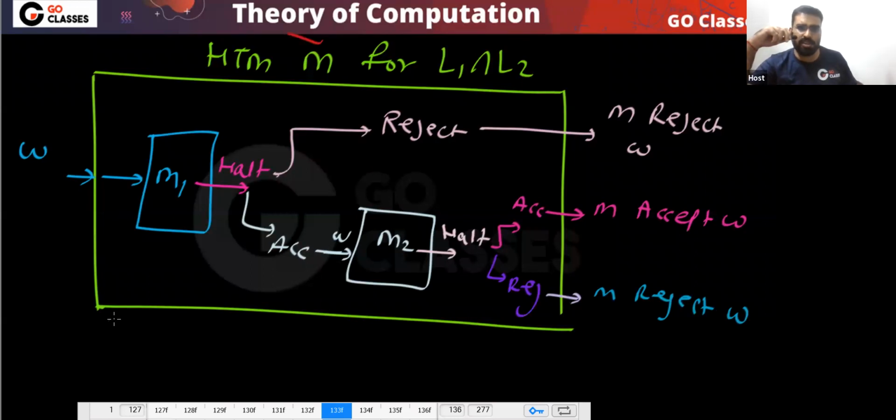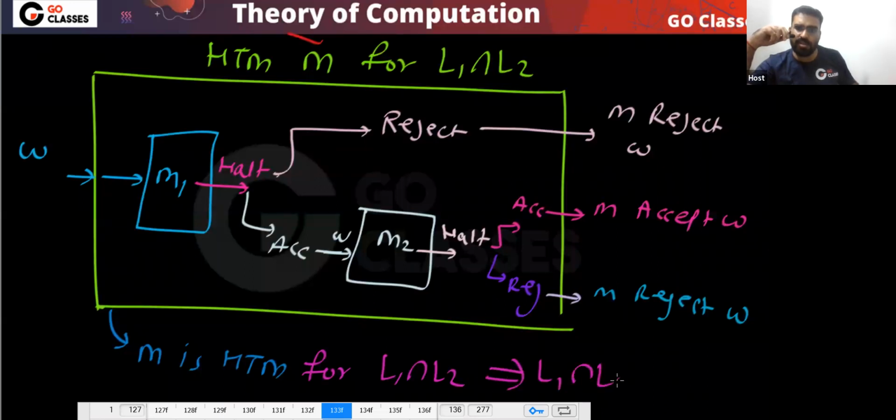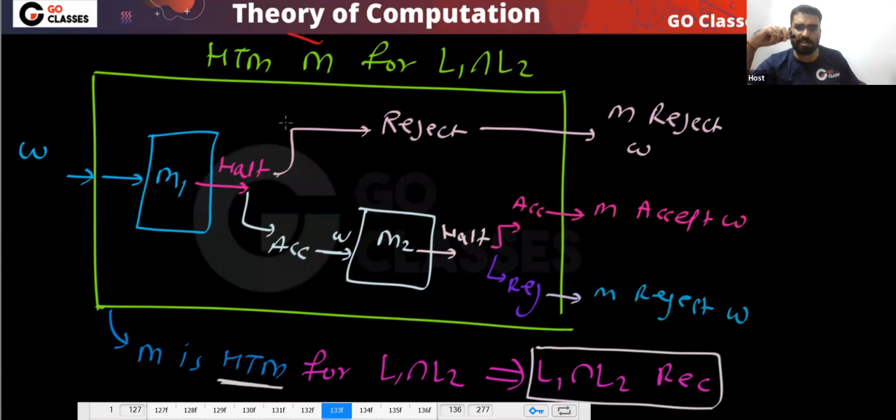So what have we done? This M is a halting Turing machine for L1 intersection L2. So L1 intersection L2 is recursive, because we have a halting Turing machine. Quite easy, these things. Now tell me, these proofs related to Turing machines are easy, right? In the last class, in the reduction class, we have already seen many proofs. The proofs related to Turing machines are really easy and interesting.